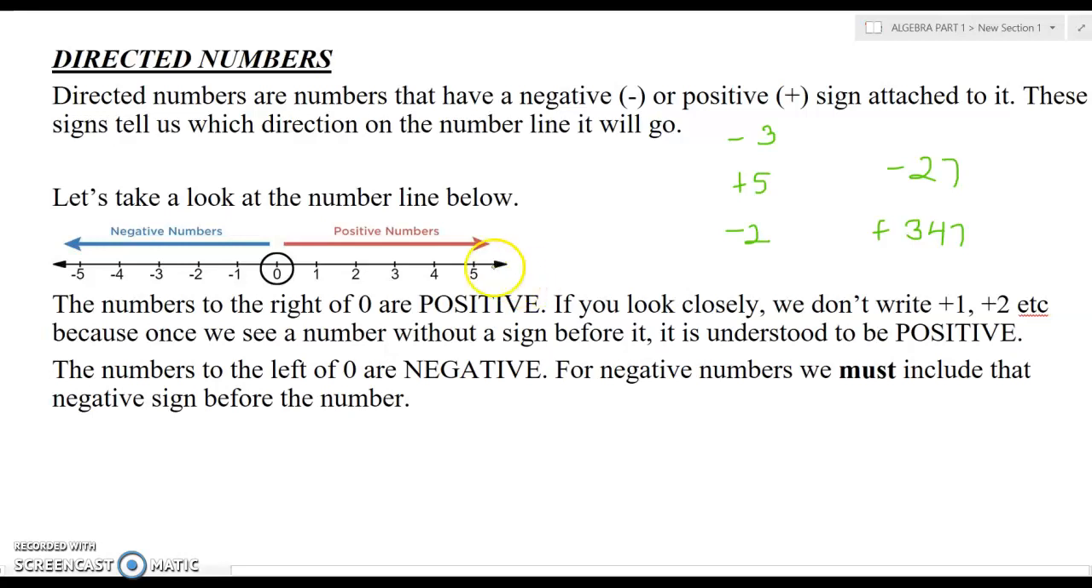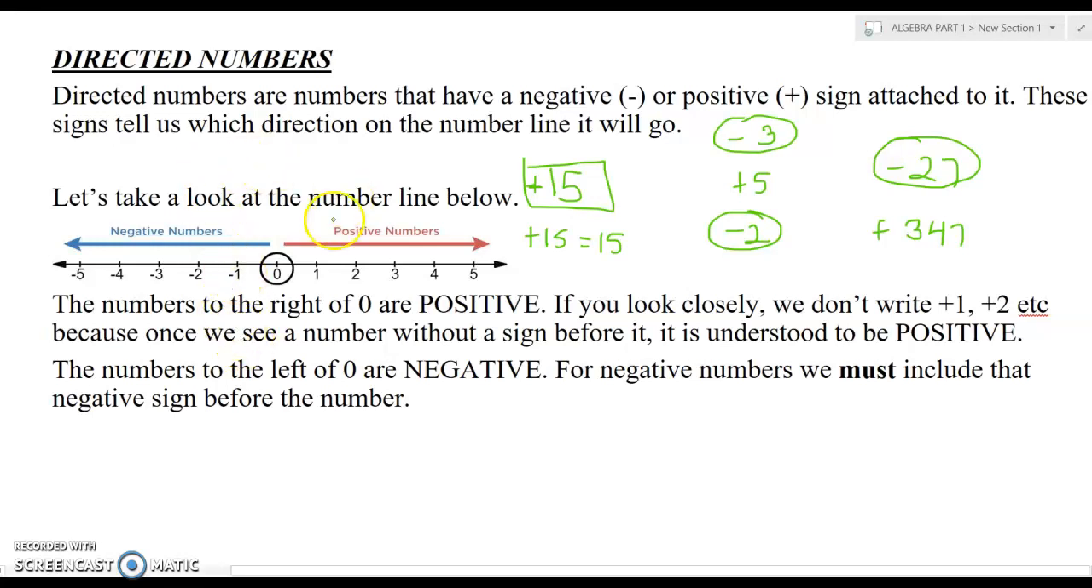Now, if I see the number 15 by itself, there's no sign in front of it. Once there's no sign, a positive sign is understood. So positive 15 is the same as just writing 15. But once a number is negative, like negative 3, negative 2, negative 27, and so on, there must be that negative sign before the number.